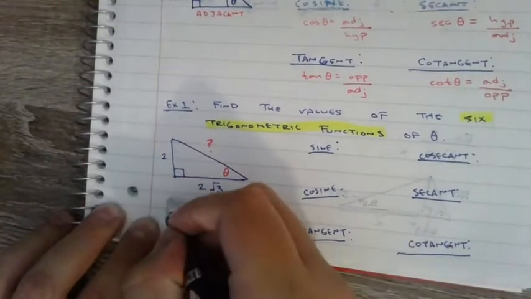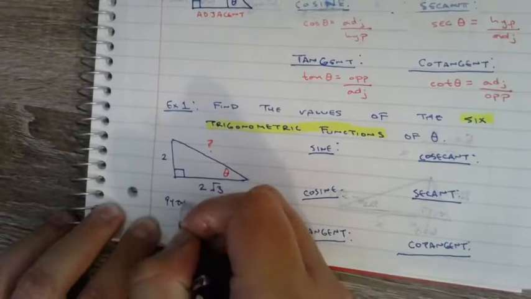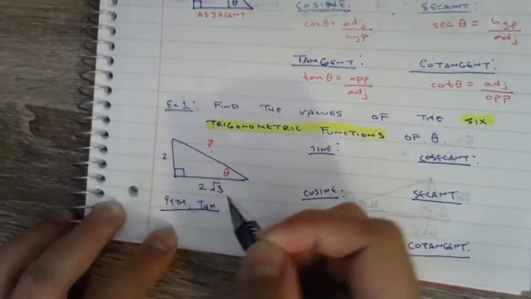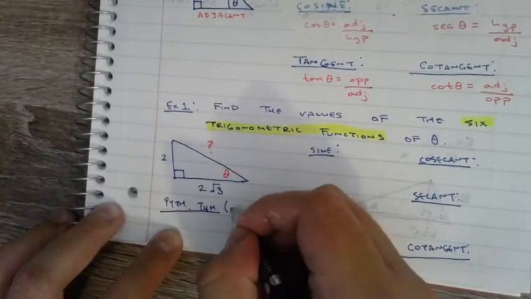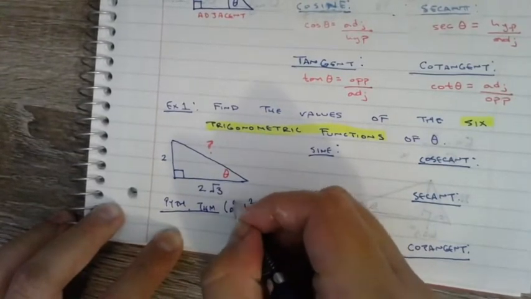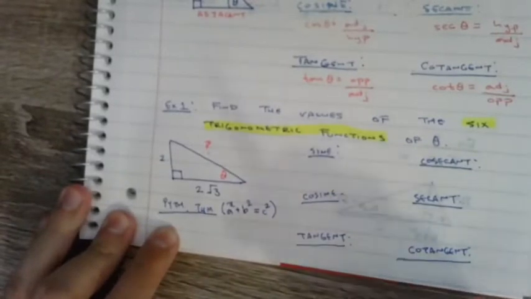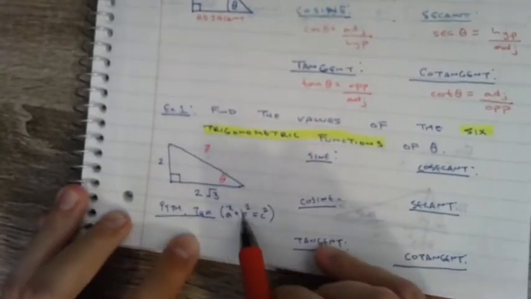So we're going to do the Pythagorean theorem real quick. If you can recall, the Pythagorean theorem says that a squared plus b squared equals c squared. Now, I'm just going to label our sides. Remember, a and b will be your legs. So I'm going to let a equal 2, and I'm going to let b equal 2 square root of 3. And then we'll go from there.